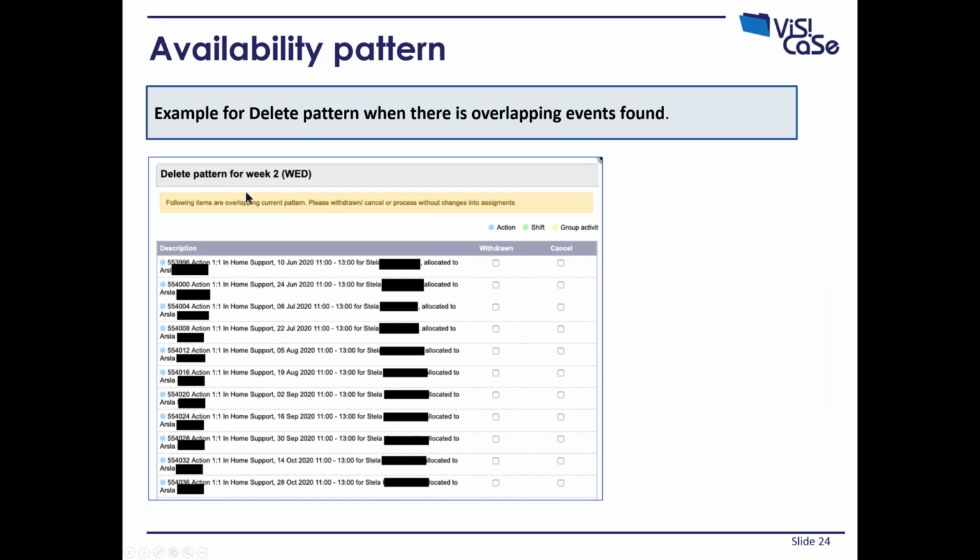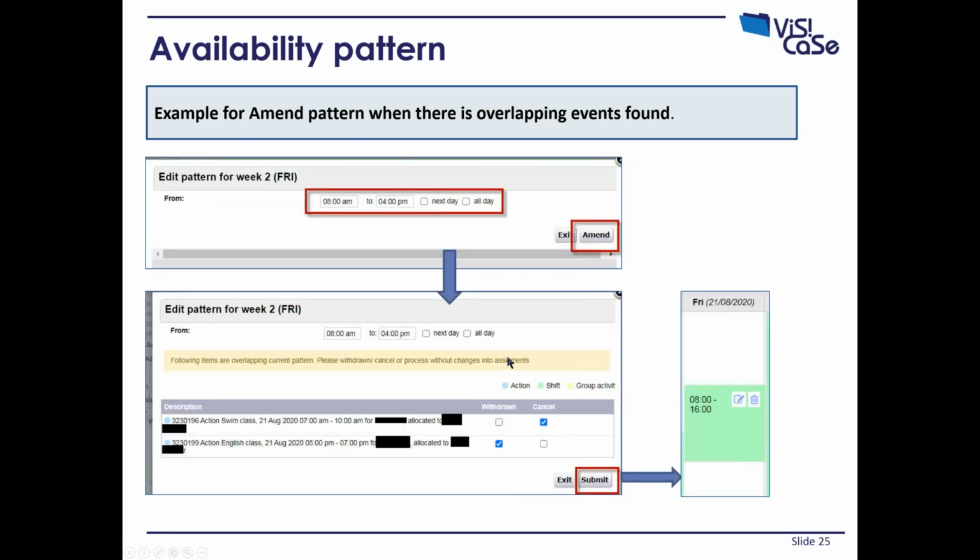For example, I'm trying to delete a pattern for week 2, and these are all the related items I have been allocated or that have been linked to me in any way. So the system will ask you first to withdraw, or you will have the option to cancel the items. Once you have selected withdraw or cancel for all these items, you will be able to delete the pattern.